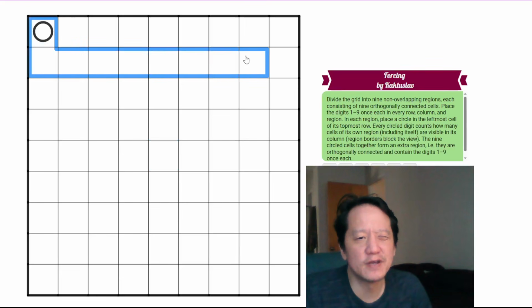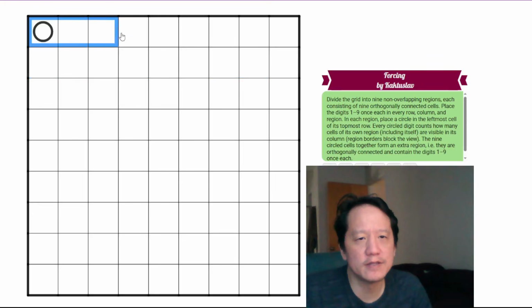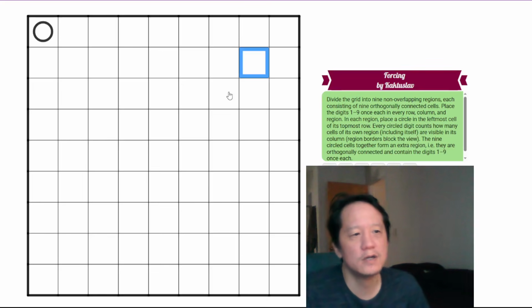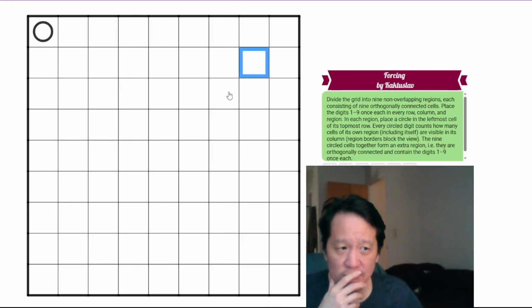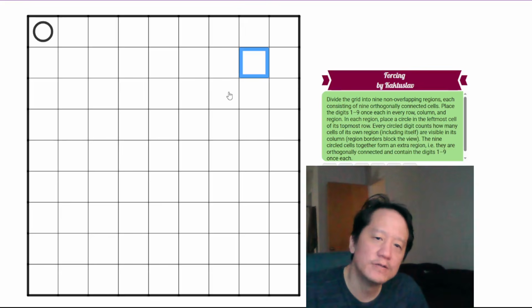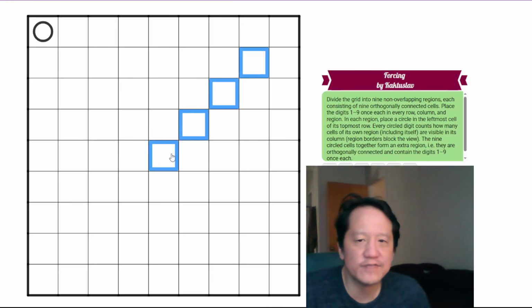If we do something like that, that's problematic in that that would be 9 going that way. This would be 8, 7, 6, 5. Is that possible? That actually does kind of work. 3, 2, and 1. That actually does kind of work. So any of these 4 are potentially valid.